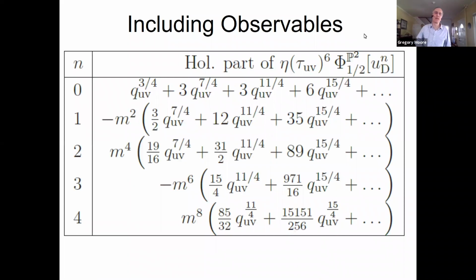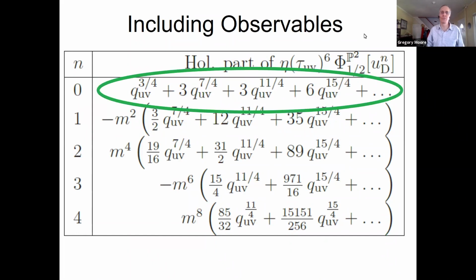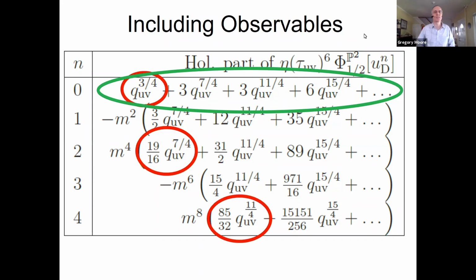So if I don't introduce any powers of the point operator, I just have the partition function itself. That's the first line, and that indeed is the Vafa-Witten answer. On the other hand, I have all the rest of this table, where I do insert various powers of the point operator. If I keep the terms that survive the m goes to infinity limit, then I get the Donaldson invariants for the point operator on CP2. So the green are the Vafa-Witten invariants, the red are the Donaldson invariants, and the rest is some generalization.